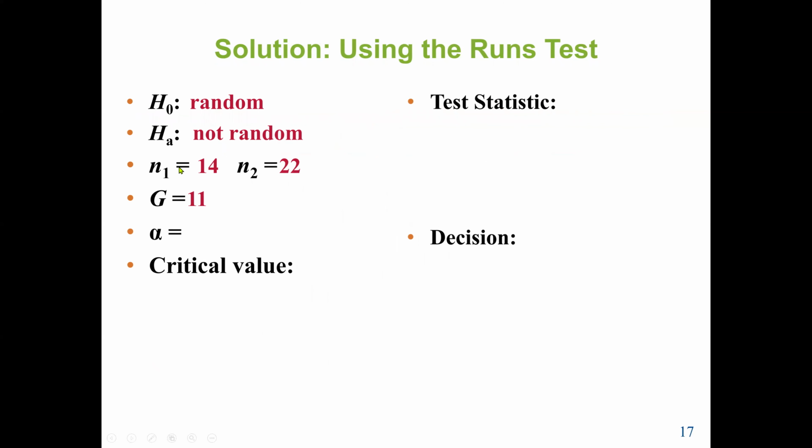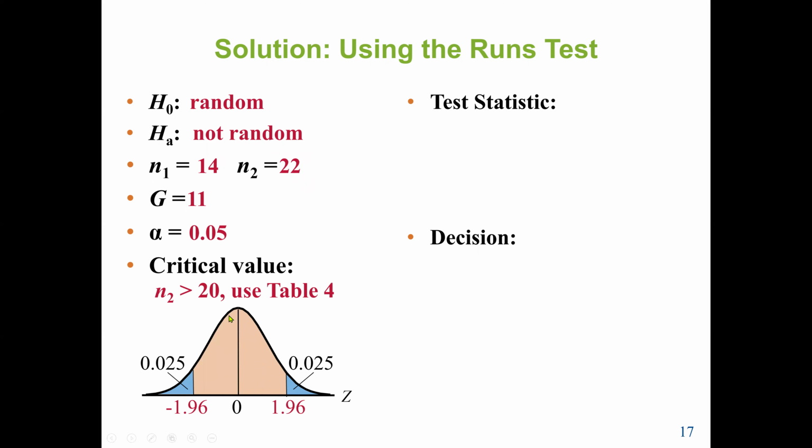Now here we have our N1, we have our N2, we have G equal to 11. Now we need to find the alpha, which is given to us to be 0.05. Now we need our critical value. But remember, the critical value here, we are using the Z. Why are we using the Z table? Because N2 is greater than 20. Remember, we use the critical value from the run test table if N1 and N2 both are less than or equal to 20. But since N2 is greater than 20, we use the Z.